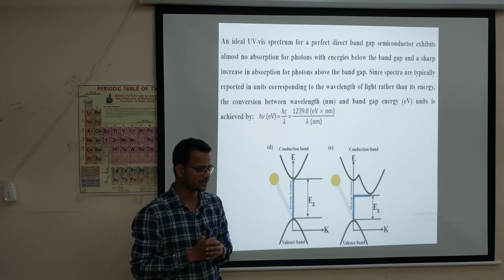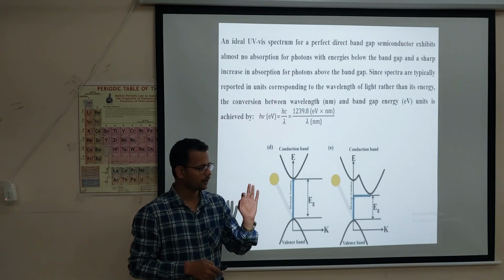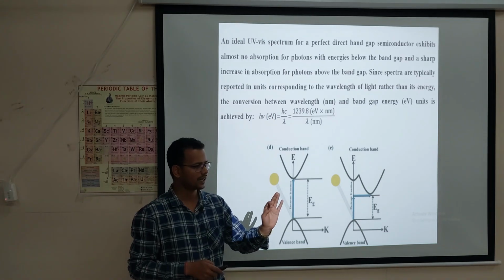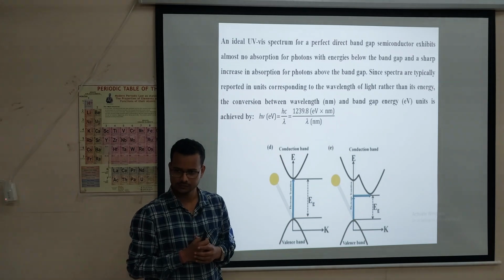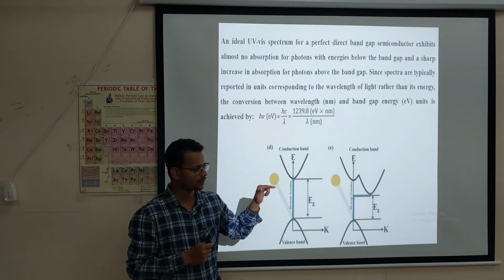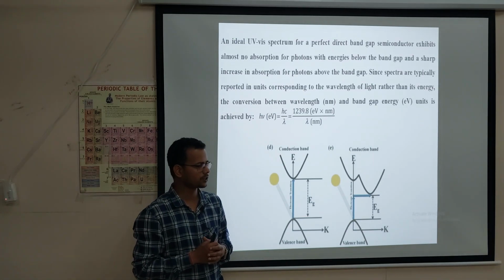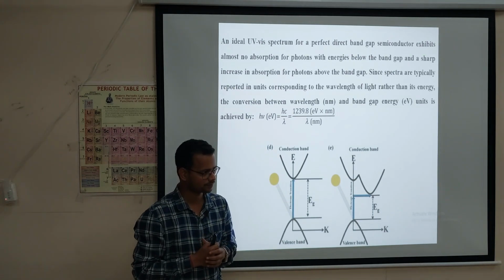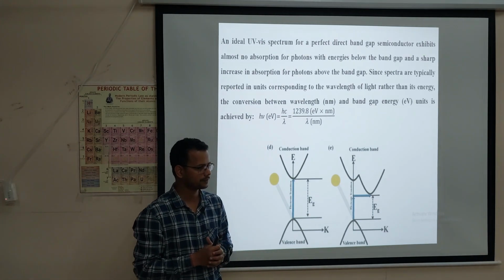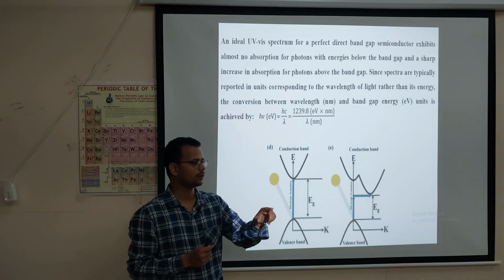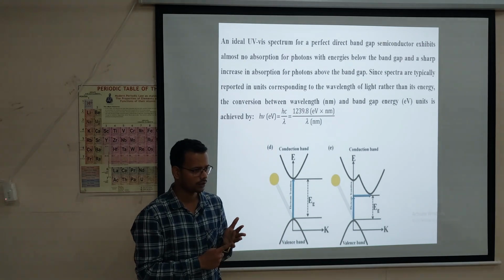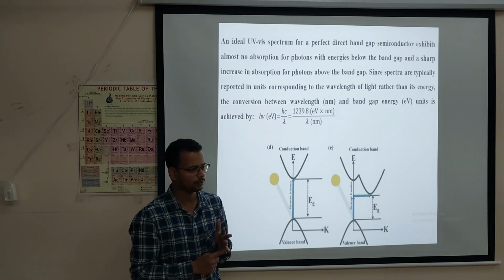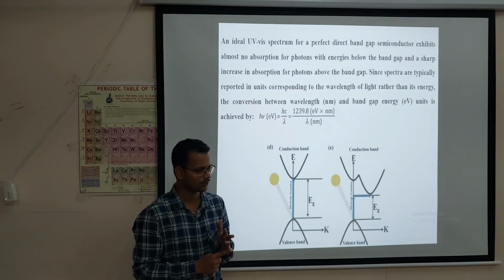One more thing is there. In a direct band gap, electrons and photons are interacting. Photon, electron, right? In fluorescence, phosphorescence is completely different, such type of mechanism. Okay, but in an indirect band gap, electron, photon, and another term is phonon. Okay, you can get it.